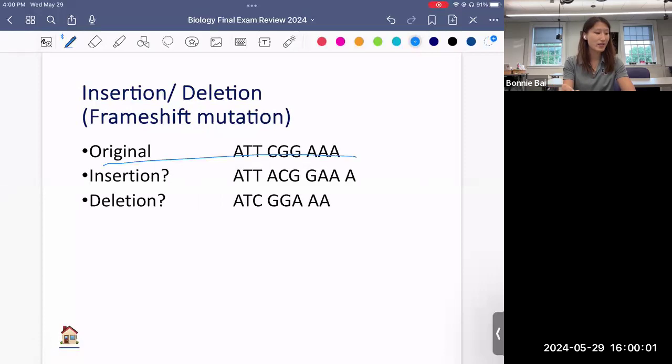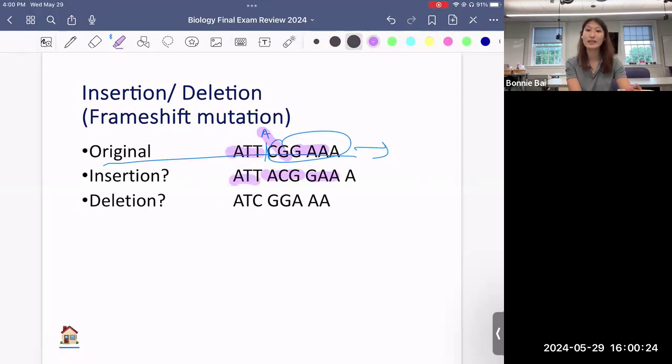The original DNA is this. If we add an extra A right here, I push all of these backward. So now we end up with, we still need to do 3 bases at a time. So A, CG, right? And then GAA, and then A on its own. You can see ACG, GAA, A on its own. The ATT in the front does not change. So that's an insertion, right?